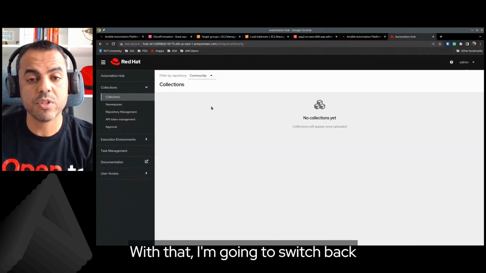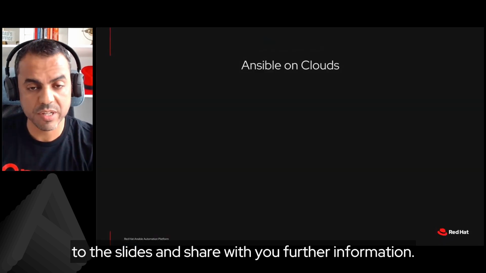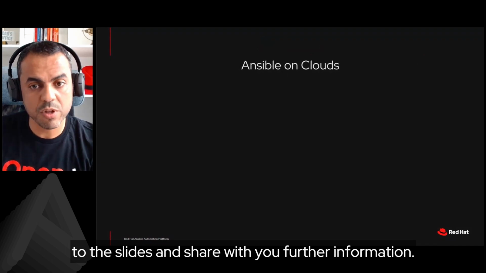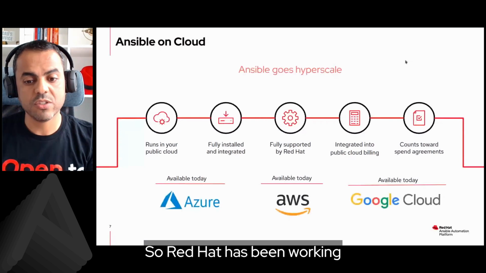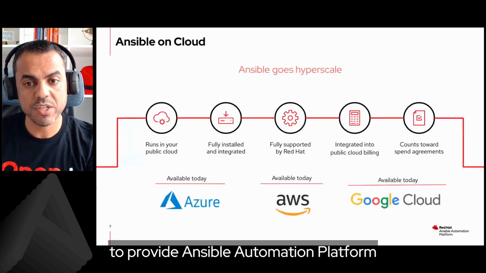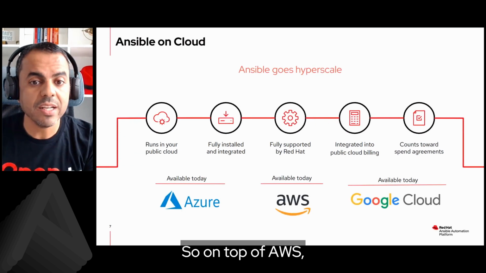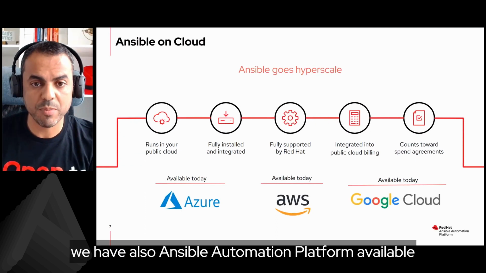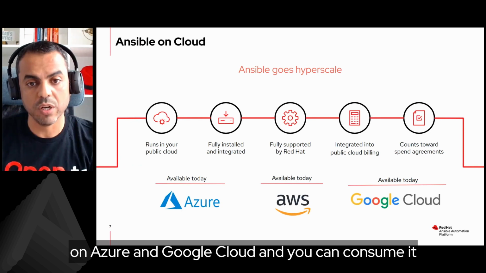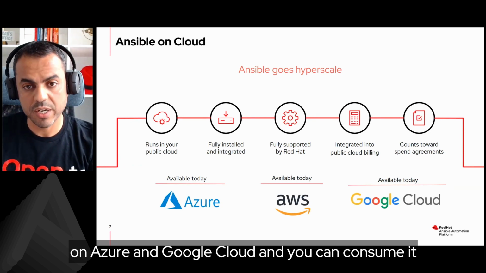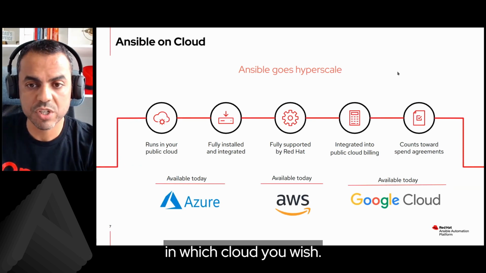With that, I'm going to switch back to the slides and share with you further information. Red Hat has been working to provide Ansible Automation Platform on all the hyperscalers. So on top of AWS, we also have Ansible Automation Platform available on Azure and Google Cloud, and you can consume it in whichever cloud you wish.